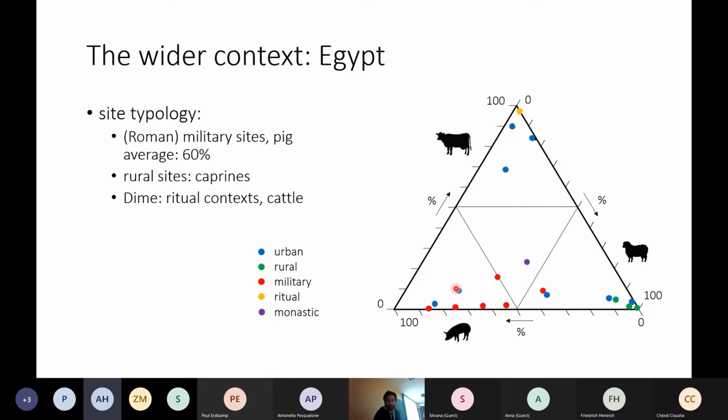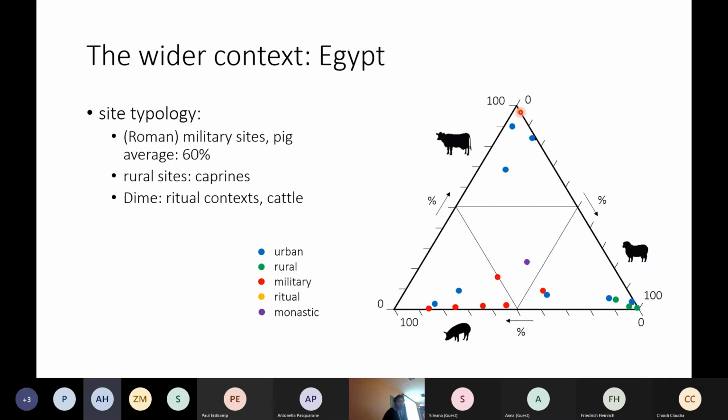And so, as I was saying, the Roman military sites all have a lot of pig, on average 60%. The rural sites here are dominated by caprines. So it looks like there is obviously a cultural component in determining the frequency of pigs at these sites. Just a brief mention of Dime, which I was mentioning before, the site next to Karanis.